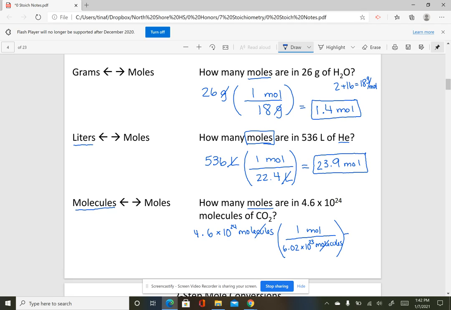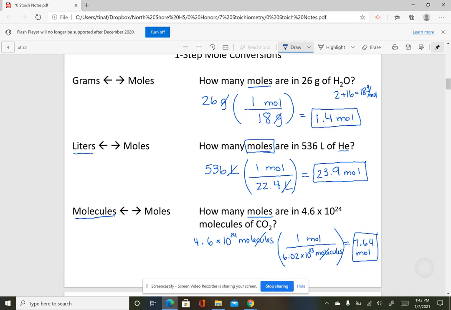Molecules cancel out. If you divide, make sure, guys, when you're putting this in your calculator, that your scientific notation numbers are each in their own set of parentheses. Otherwise, your calculator might do PEMDAS in an order that you don't want it to be in. So when I divide, I get 7.64 moles. All right. So those are my one-step conversions.